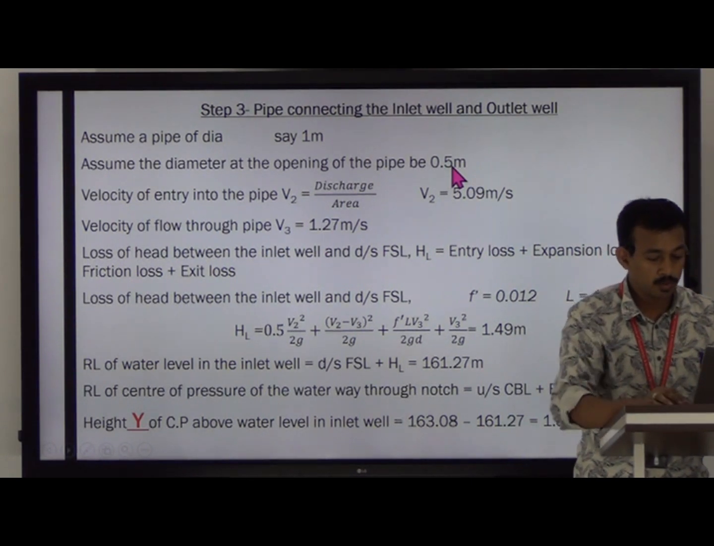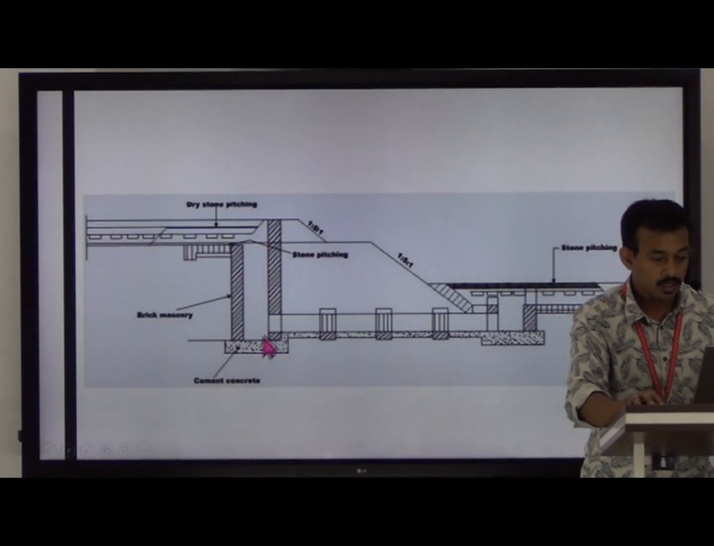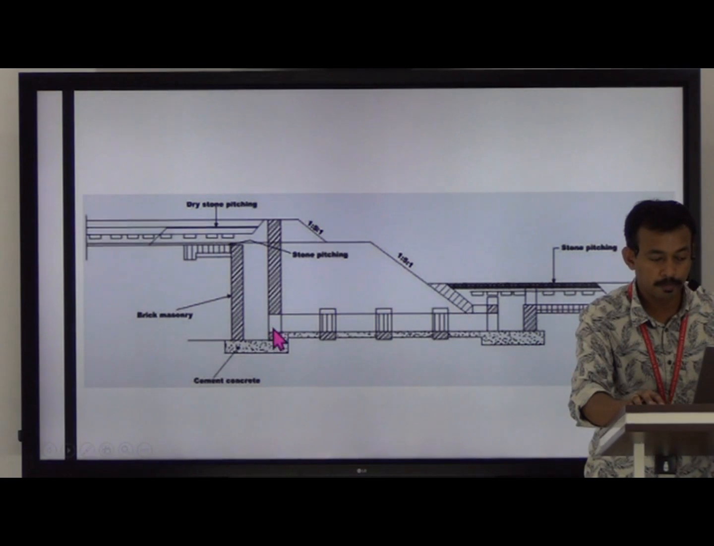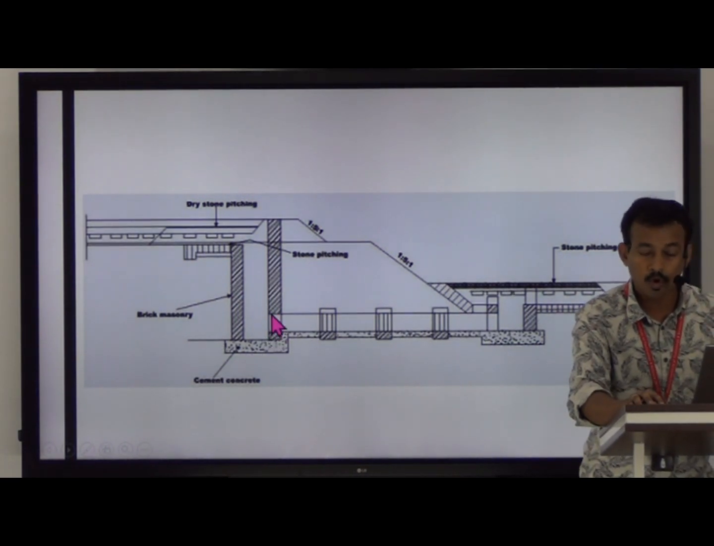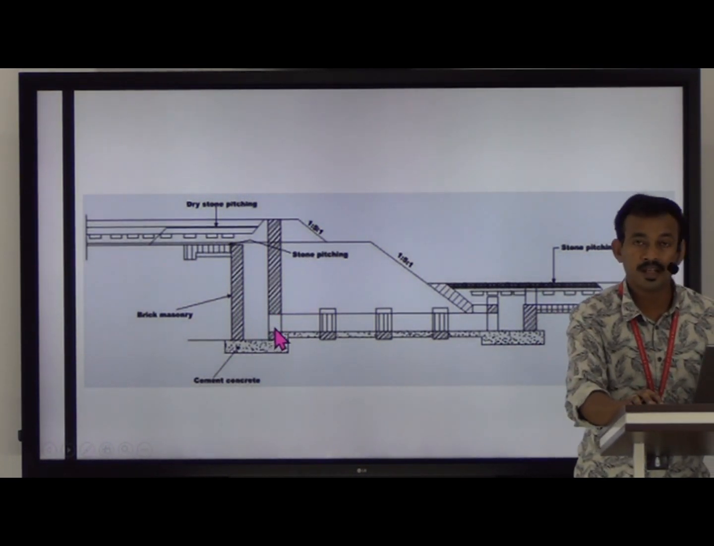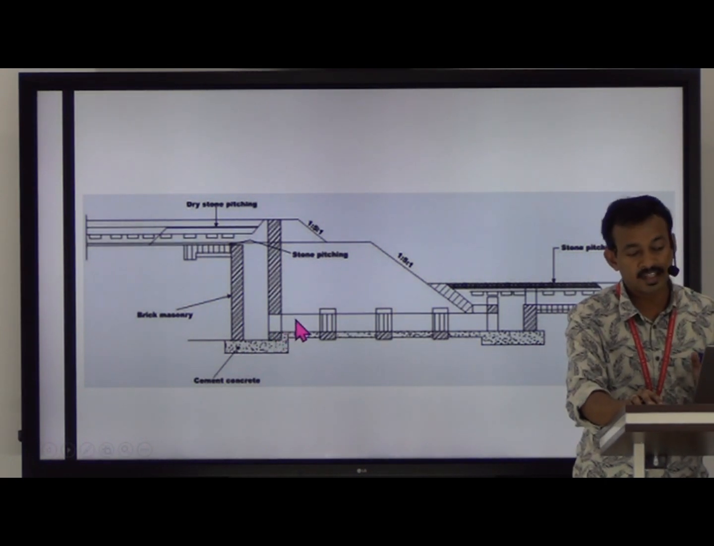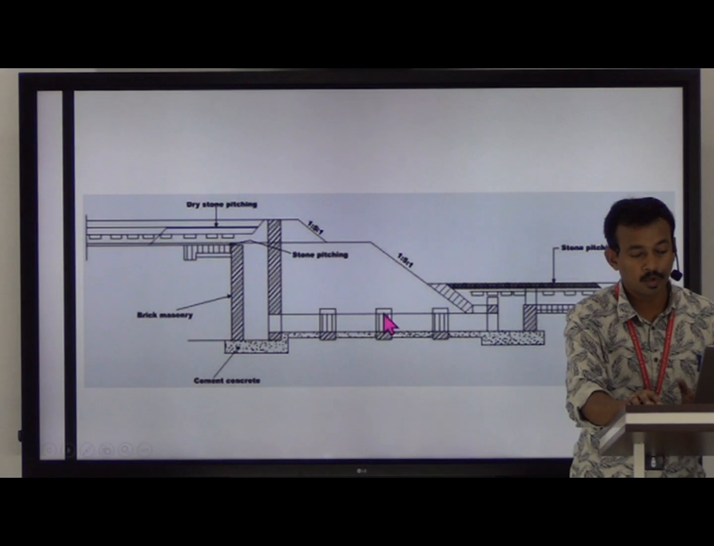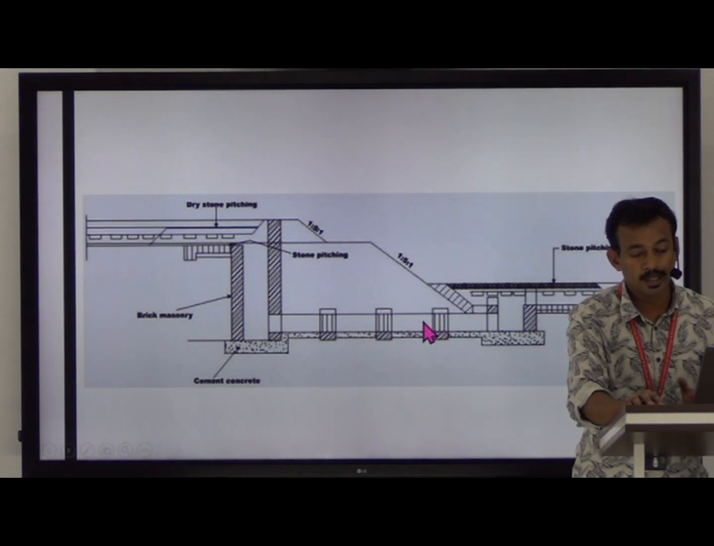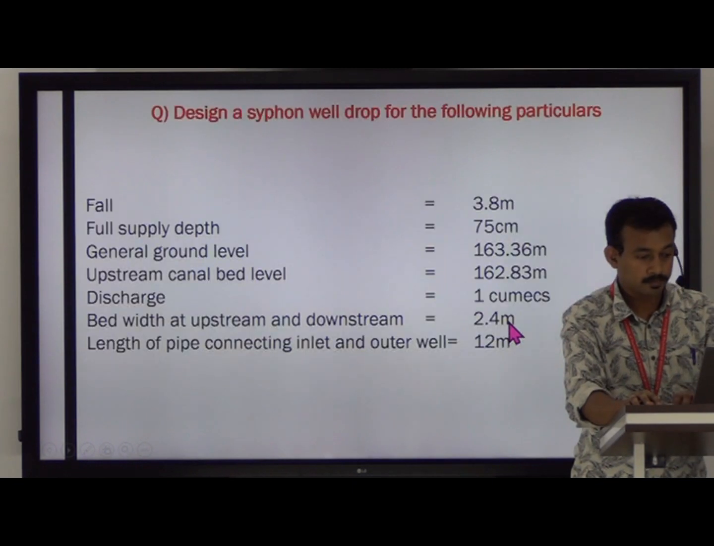Again going to the figure, this is the opening of the pipe. Here at the opening the diameter is assumed to be only 0.5 meter, then it is expanding to 1 meter over here, and the 1 meter pipe is extending till the outer well.